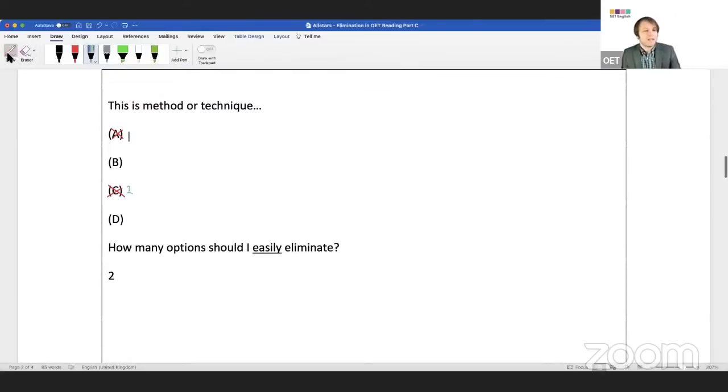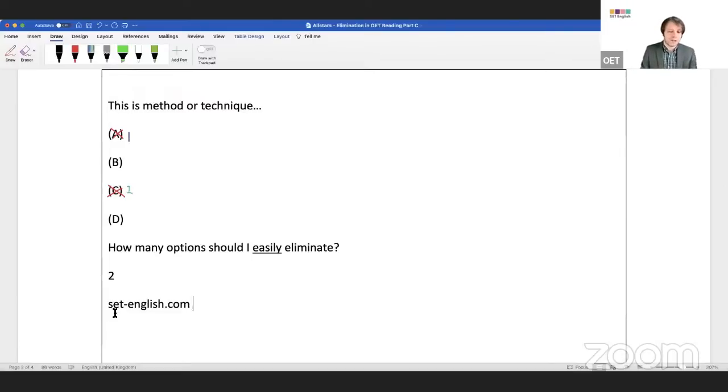Why is it important to eliminate 2 options? Well, I'm a teacher at SET, guys, SET English. Check us out. We do 4 or 5 hours of live classes every day, all right? And we're always teaching reading. We teach reading every day, and I've been teaching OET reading for 5 years, more or less every day, certainly every week, okay?